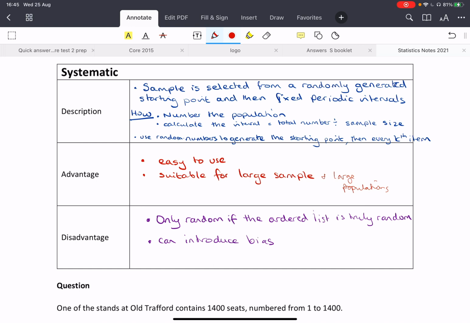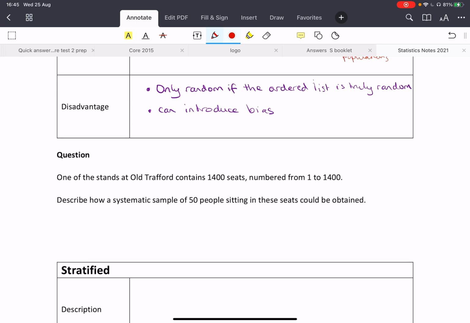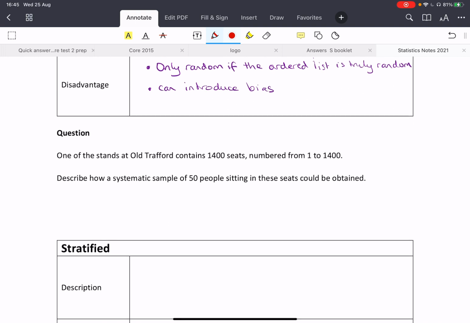All right. So now we have an example of that. Oh my goodness, we're in Old Trafford yet again. The seats are numbered from 1 to 1400. Describe how a systematic sample of 50 people sitting in these seats could be obtained. Well, our first thing is we could number the seats. It's probably easier if we number the seats, really. They are numbered already, right?